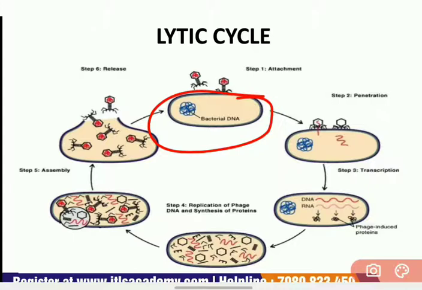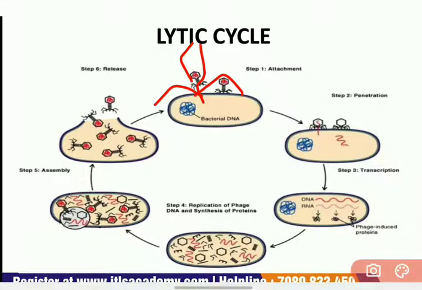This is the bacterial cell and these are bacteriophages. Bacteriophages come to the cell wall of the bacteria. The tail fibers of bacteriophages help in the attachment of the phage to the bacterial cell. With the help of the tail fibers, the phage attaches to the bacterial cell.